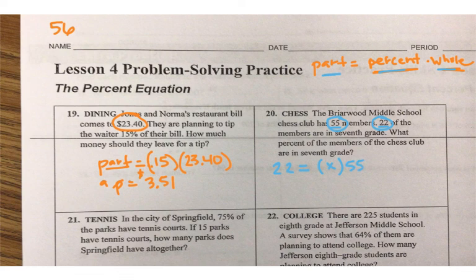Now all we have to do is solve for x. We're going to get rid of multiplying by 55 by dividing by 55. So x is equal to 22 divided by 55. I can do that on my calculator. 22 divided by 55 is equal to 0.4. x is equal to 0.4, which is also 40%. If we move the decimal place back over, that's 40%. So that would make sense: 22 students out of the 55, that's 40%.